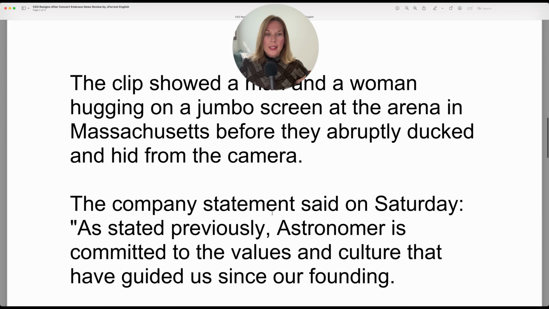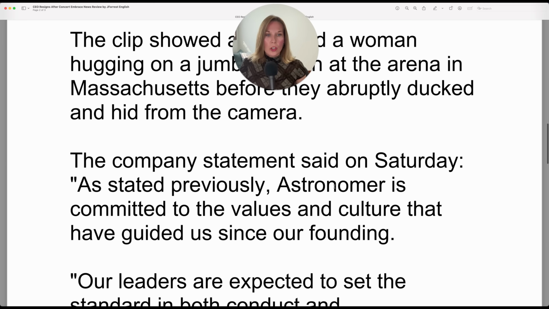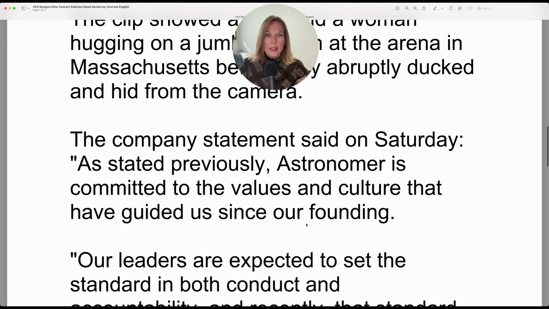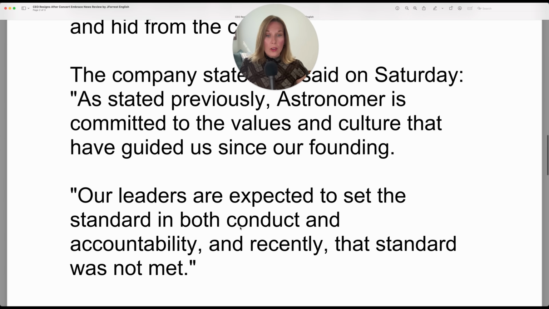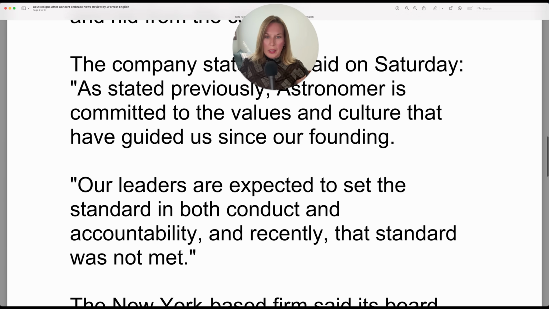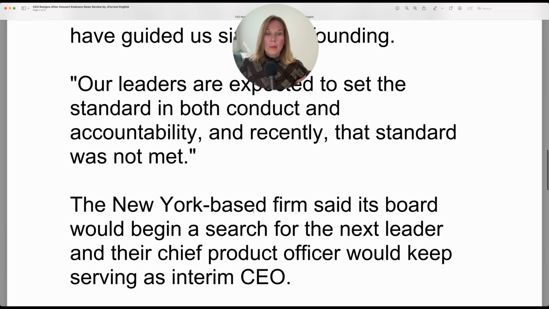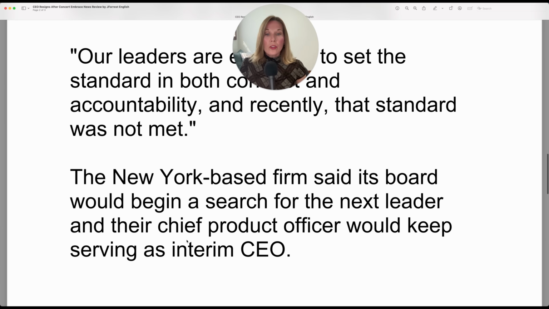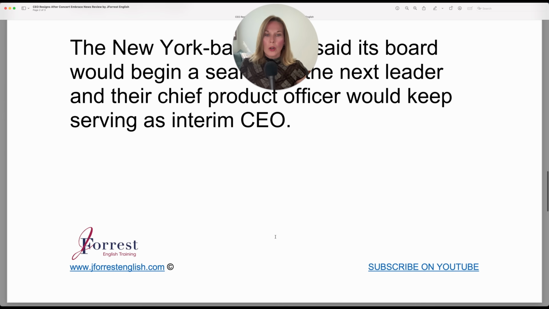The company's statement said on Saturday, as stated previously, Astronomer is committed to the values and culture that have guided us since our founding. Our leaders are expected to set the standard in both conduct and accountability, and recently that standard was not met. The New York-based firm said its board would begin a search for the next leader, and their chief product officer would keep serving as interim CEO.